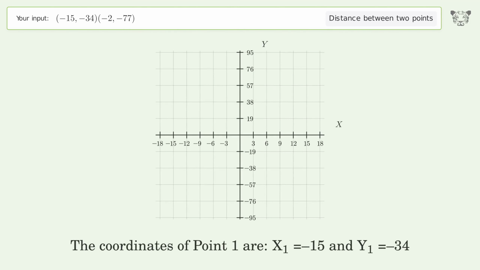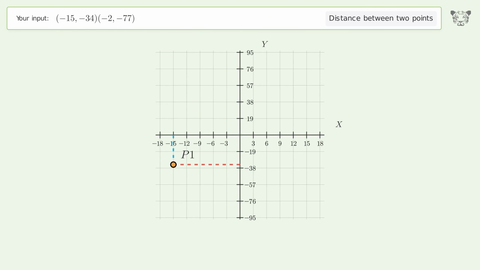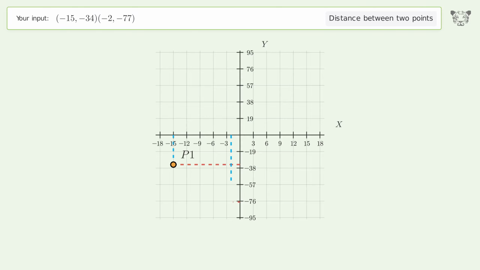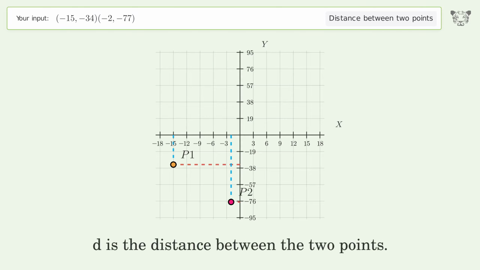The coordinates of point 1 are x1 equals -15 and y1 equals -34. The coordinates of point 2 are x2 equals -2 and y2 equals -77. D is the distance between the 2 points.